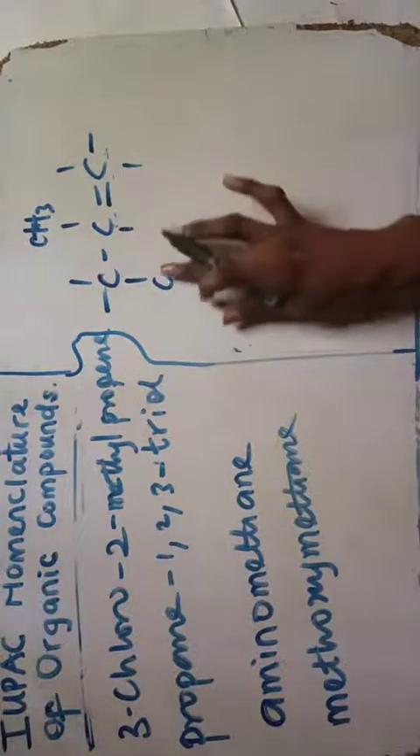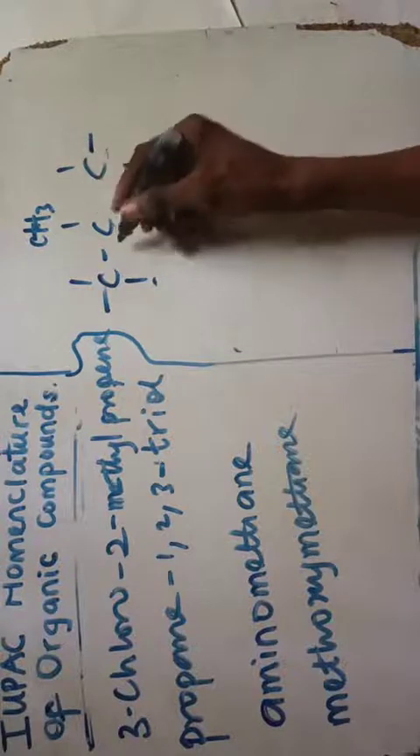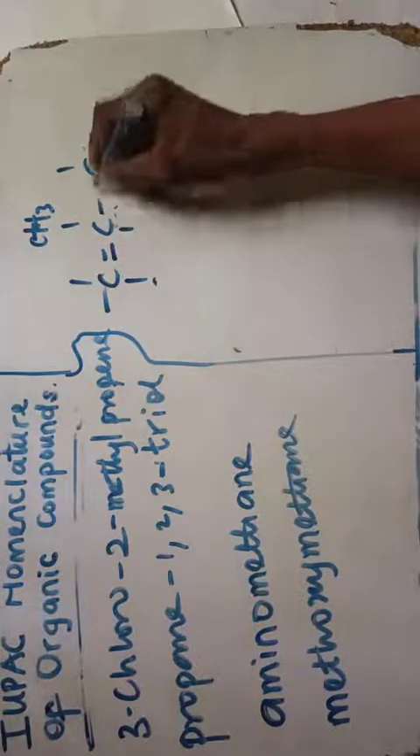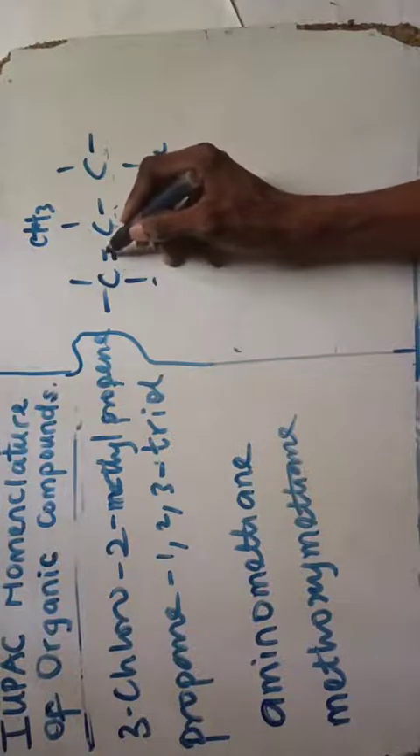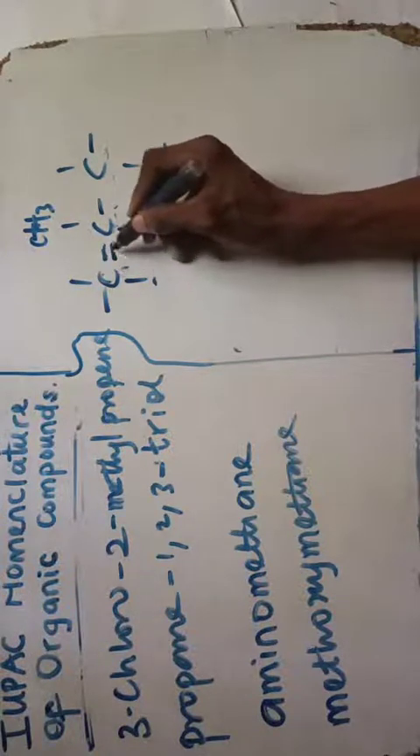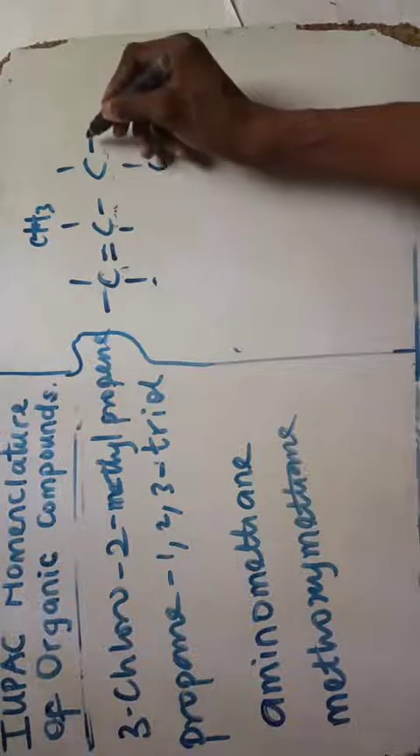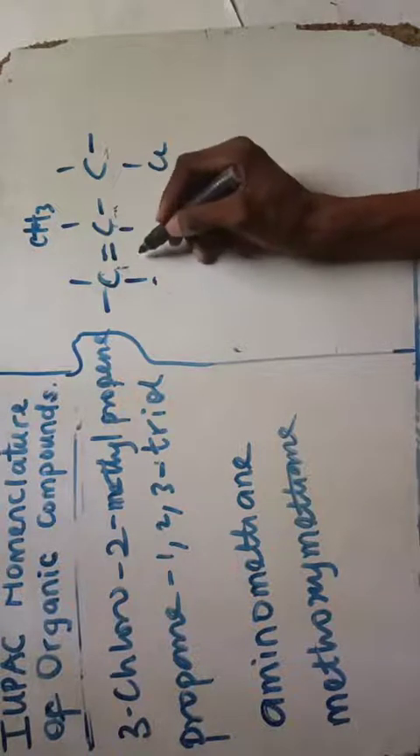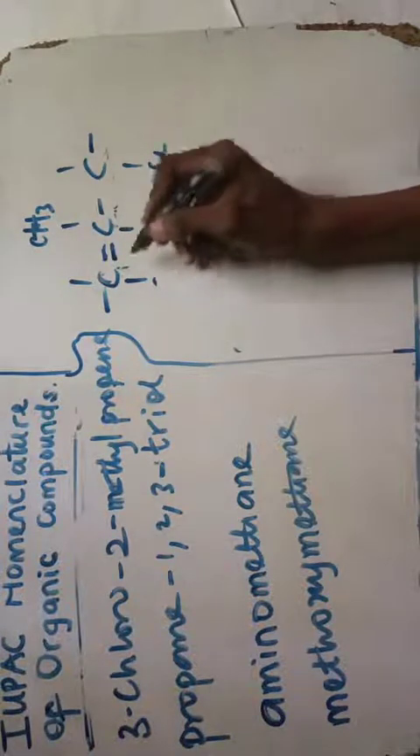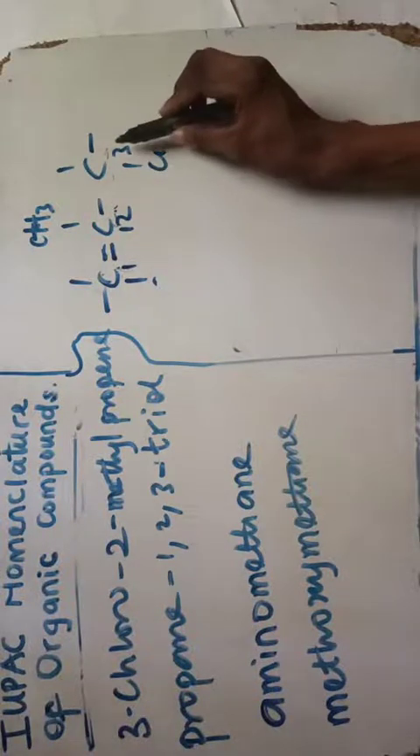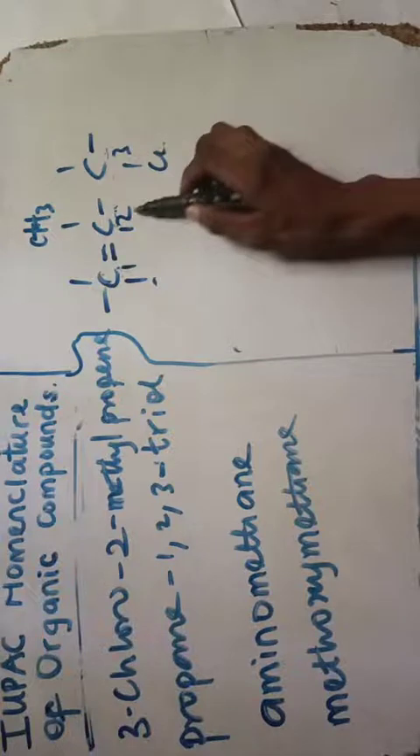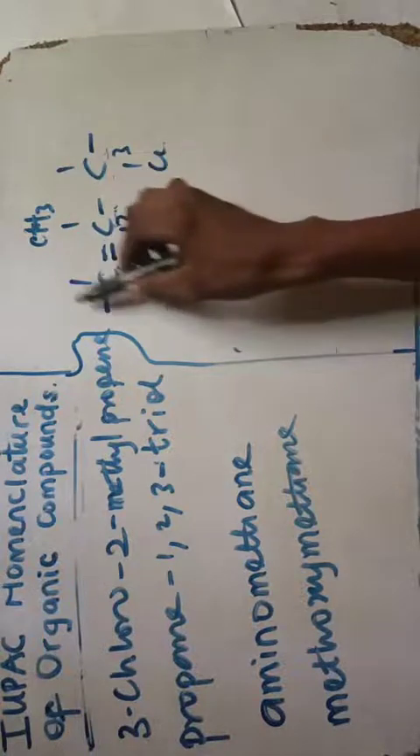In another way, you can decide to write it like this. You can say 2, and you put your Cl here. If I put 1 here, that means this carbon is 1, then 2, and so on. You still give me the same answer. I will still have it as 3-chloro-2-methylpropene.